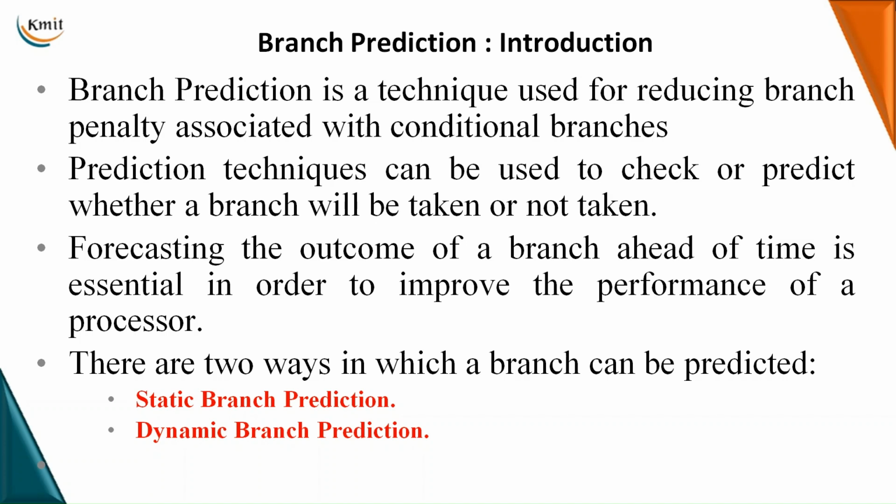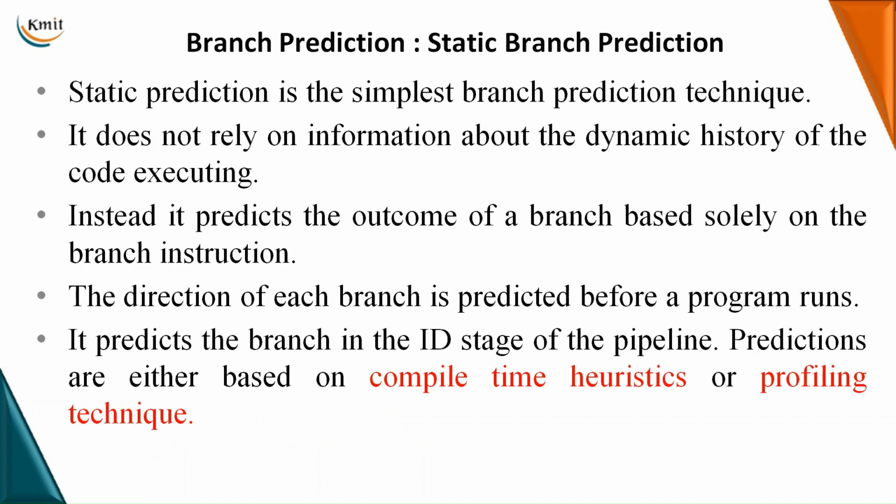But in case of conditional branches, we need to predict whether the target instruction of the branch will be executed next in the pipeline, or the instruction next to the conditional instruction has to be executed in the pipeline. So using a prediction technique, we are going to guess or predict whether a branch will be taken or not taken. We are going to forecast the outcome of a branch instruction beforehand, so that it helps to improve the performance of the system and the penalty incurred due to the conditional branch instructions will be minimized. There are two ways in which a branch can be predicted. One is using a static branch prediction technique and the other is using a dynamic branch prediction technique. Let us see each one in detail.